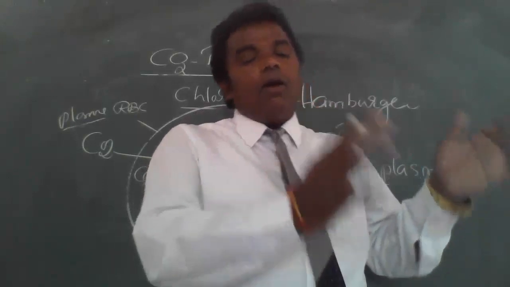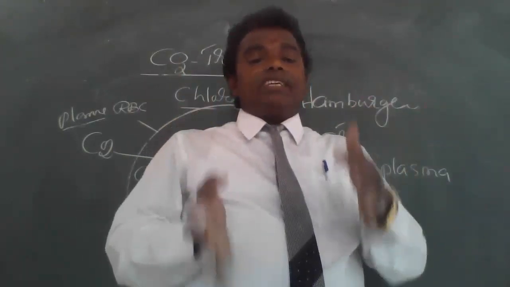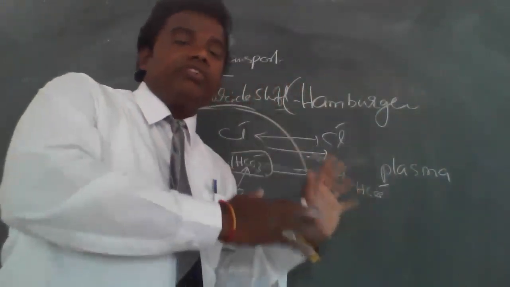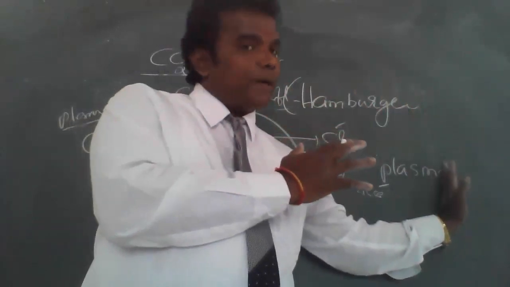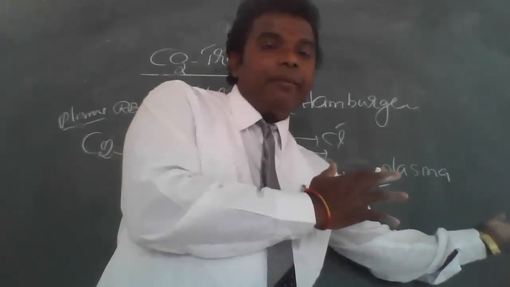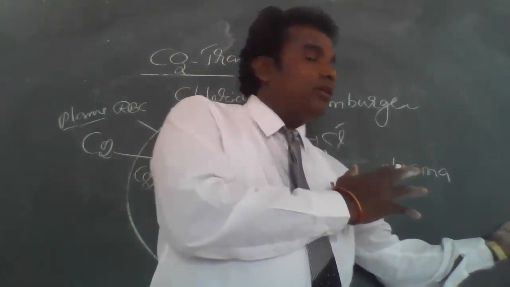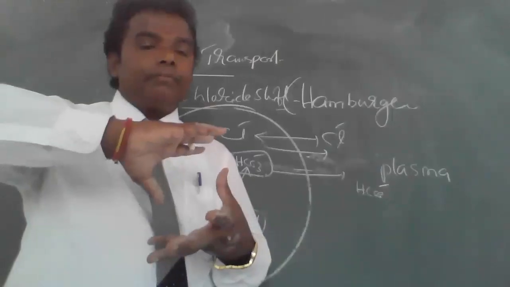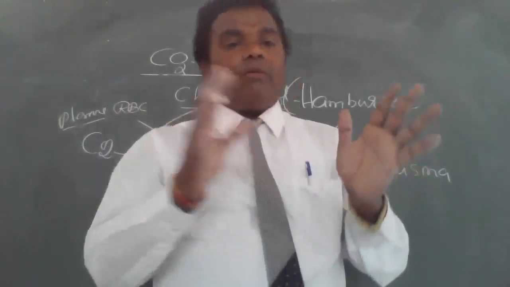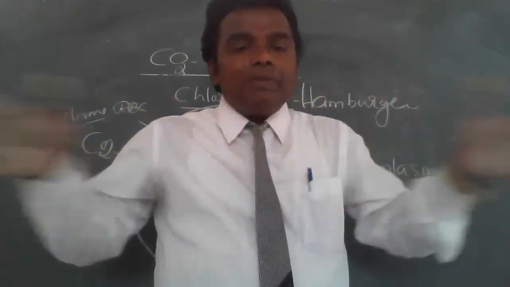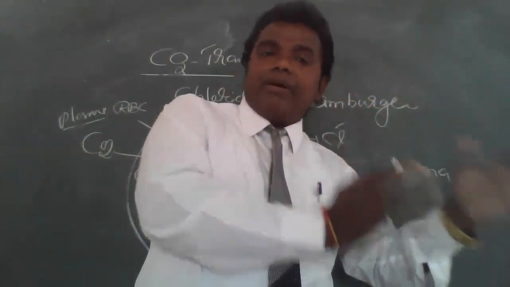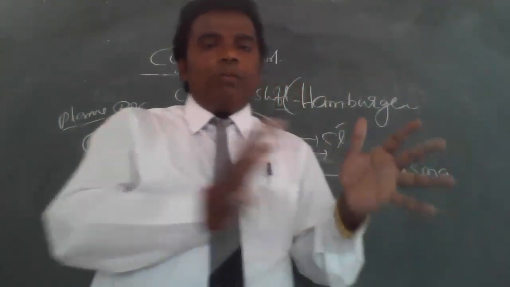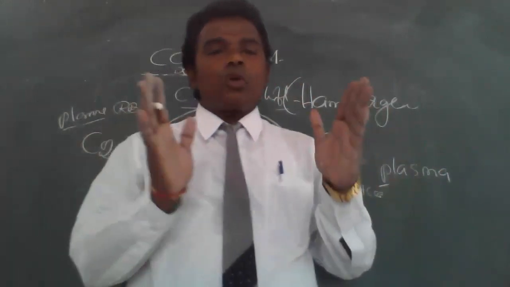That is called what? Haldane effect. So the chloride shift takes place in the lungs in reverse. That means the chloride ions shift from RBC to plasma, and bicarbonate ions move from plasma to RBC. The bicarbonate ions combine with the H plus to form H2CO3, which splits into CO2 and H2O. CO2 is removed through the lungs by expiration. I hope you understand. So this is chloride shift.